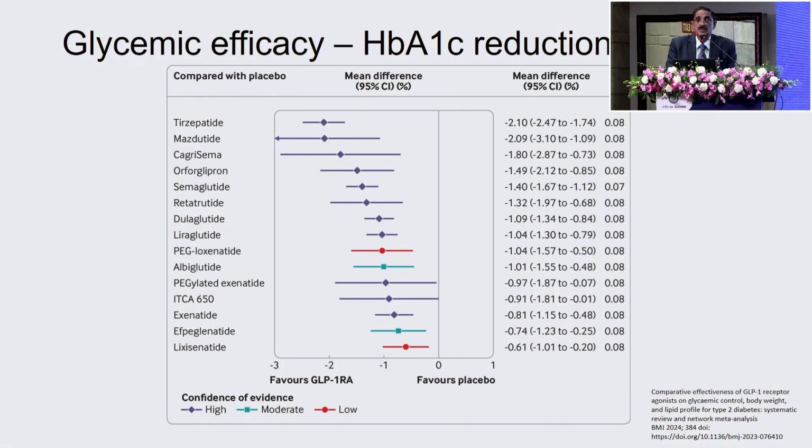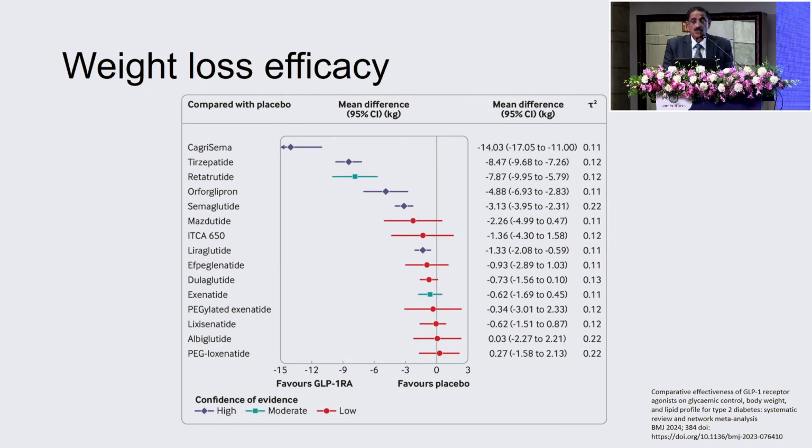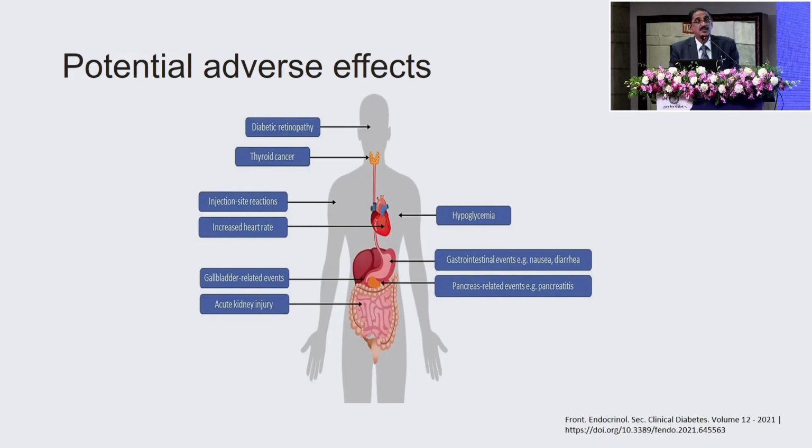This is just to show you the efficacy of these drugs. Orforglipron is almost equivalent to semaglutide, and tirzepatide is the highest efficacy drug. So also weight loss is much more than the conventional GLP-1 that we have. And these are the potential adverse effects, which you already know: retinopathy, thyroid problem, hypoglycemia very rarely, and also cardiac increase in heart rate. That is one thing, apart from pancreatitis and so on.